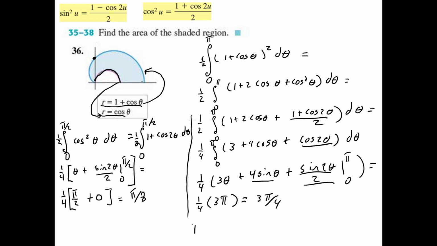So then the total area is to take the 3 pi over 4 and subtract the pi over 8, which is 6 pi over 8 minus pi over 8, 5 pi over 8. And again, was able to fit it into one slide.